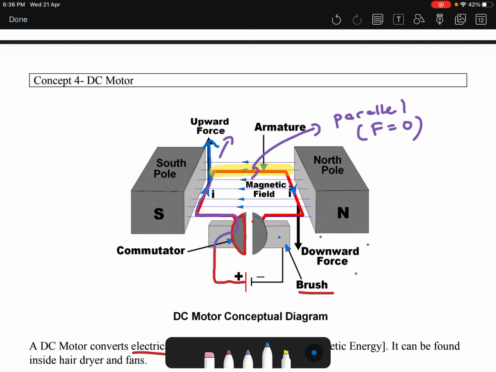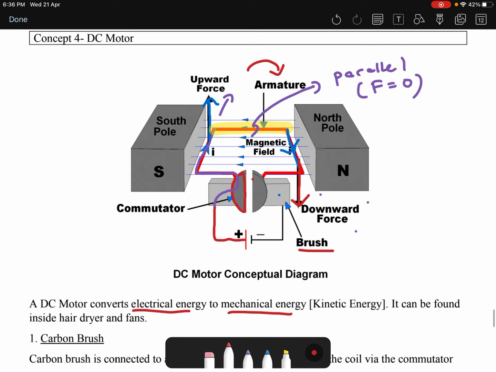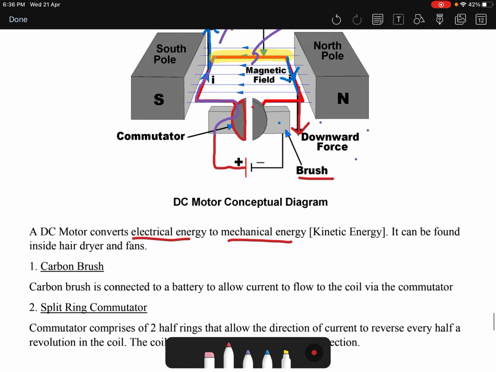Now of course, the current will flow through this section. If you use your Fleming's left hand rule, your direction of force will be pointing in the downward direction. So it will rotate in the clockwise direction. And the purpose of your split ring commutator is actually to reverse the direction of your current so that it will continue rotating in the clockwise direction, right?